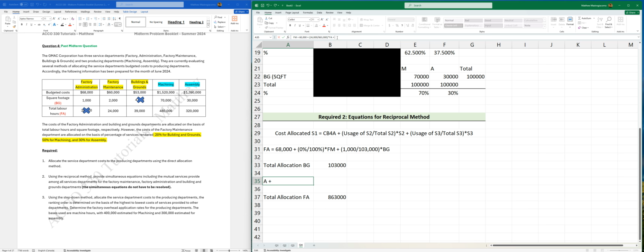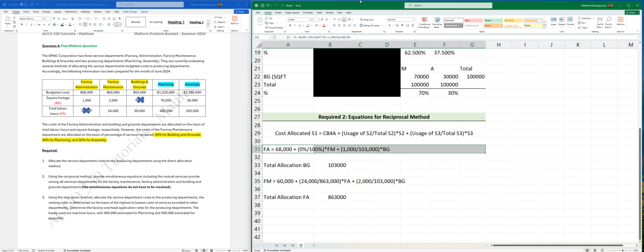Then last but not least, guys, factory maintenance is also going to mooch off of building and grounds. How much are they going to mooch off building and grounds? Well, they're going to use 2,000 square feet of the total 103. So we already did here the total allocation for B and G. It's right above. So times BG. All right, and that is our second equation.